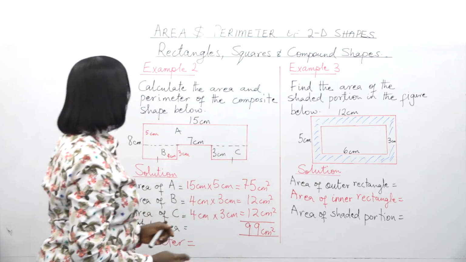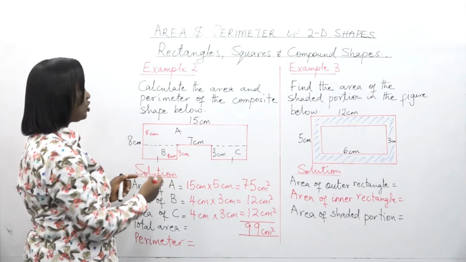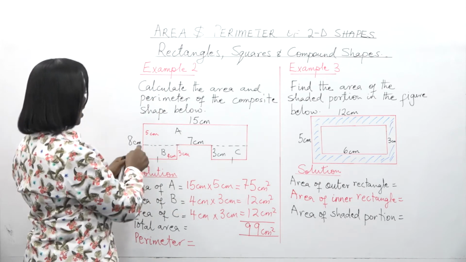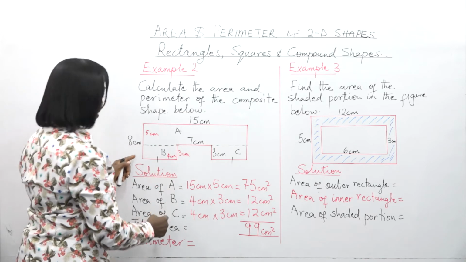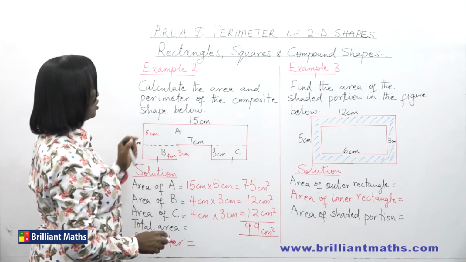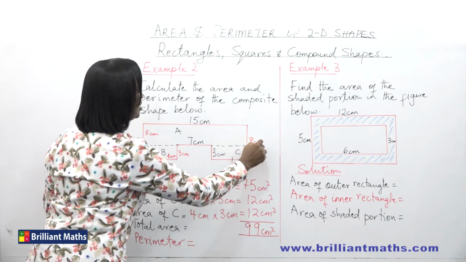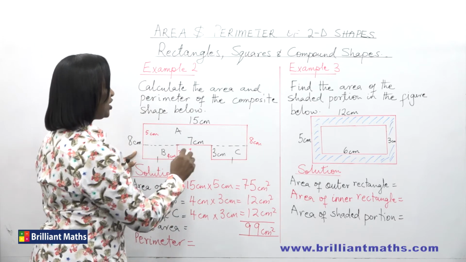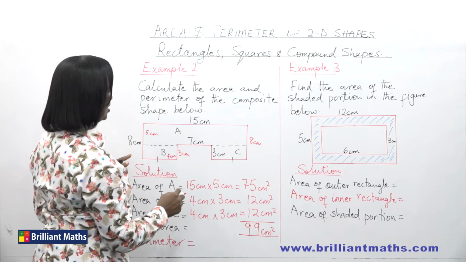So for the perimeter of the shape, we found all the missing sides already, so we just add. I'll start with 8 and go clockwise. So we have 8 centimeters plus 15. That gives us 23 centimeters. Plus another 8 centimeters. So 23 plus 8 would give 31 centimeters.